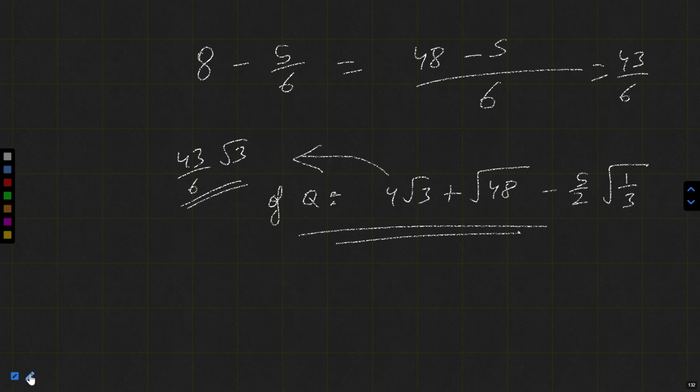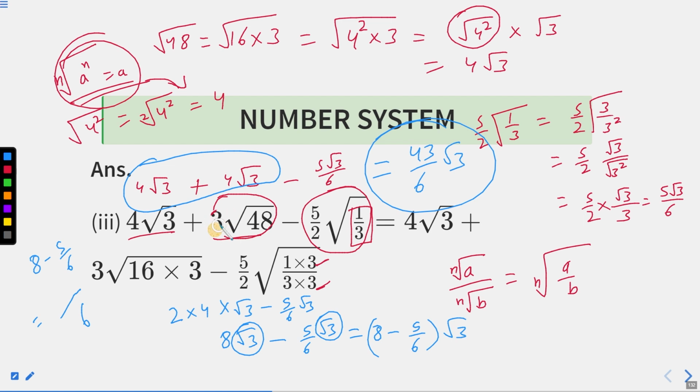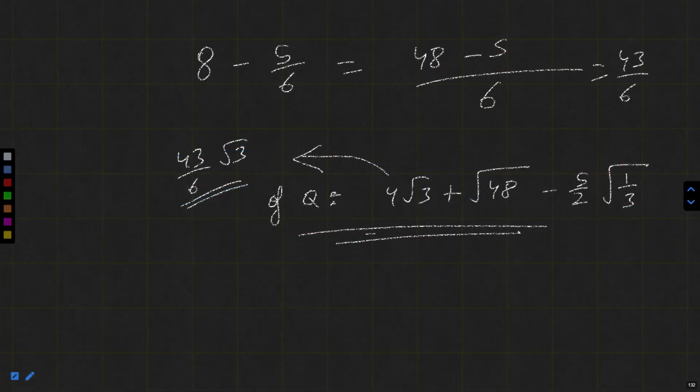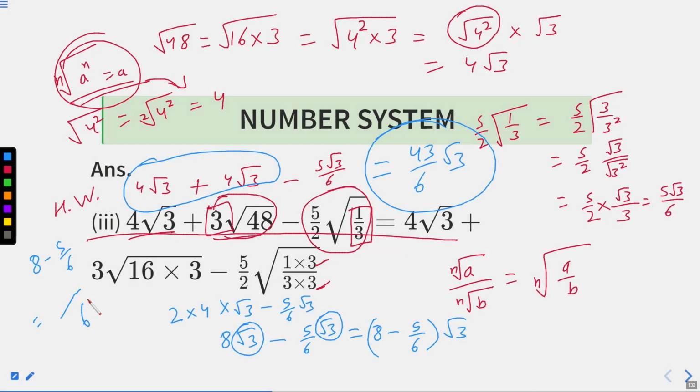I somehow skipped this 3. So this question you please do as your homework, and what I have solved is for this question. The steps are similar, just similar. I hope this is clear to you. Let's move.